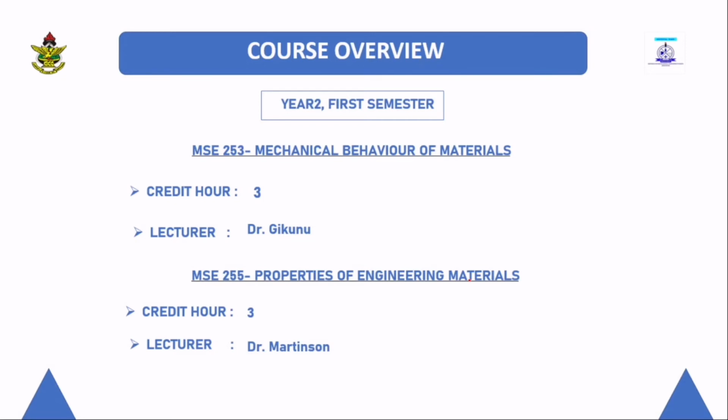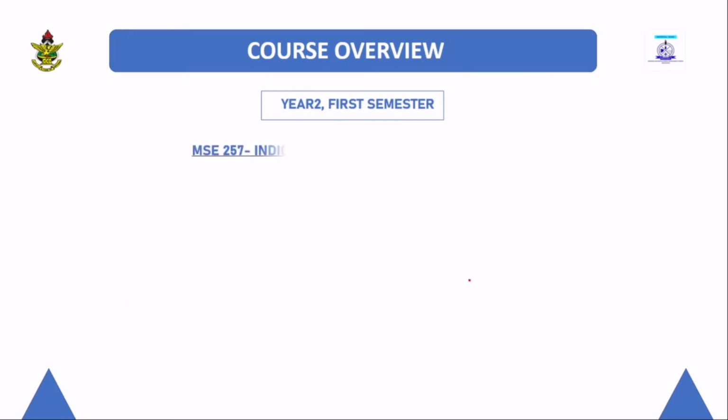The learning resource for this course is Callister. As I said, Callister is like our diary, our dictionary, our Bible as a material engineering student. You can go to PDF Drive and download Callister from there. We also have the Callister solution. So you download the Callister and the Callister solution, and you'll be good with that. Let's get to the next course.